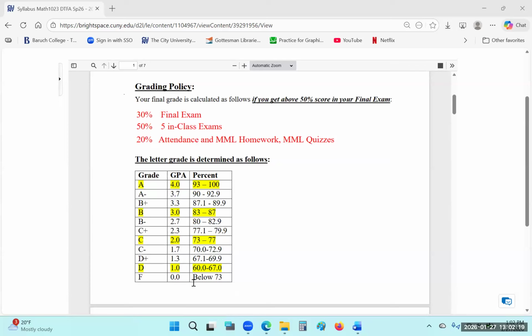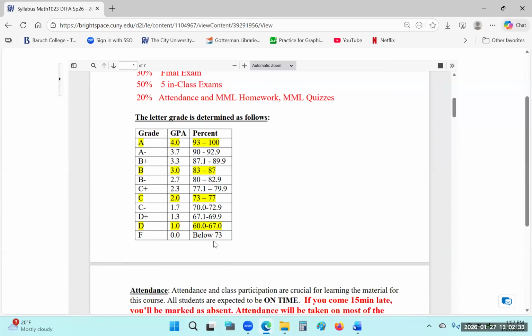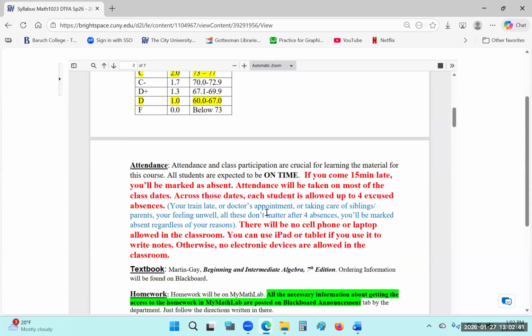So if you have, so you're not below 70, F is below 60. My bad. I have to fix this. If you have below 60, then it's F, and then the rest are based on your numbers. 60 to 67 is D, and then 67 to 69.9 is D plus, and so on.